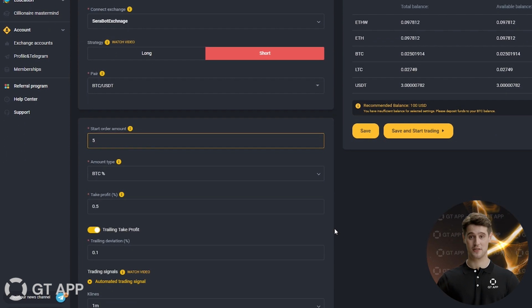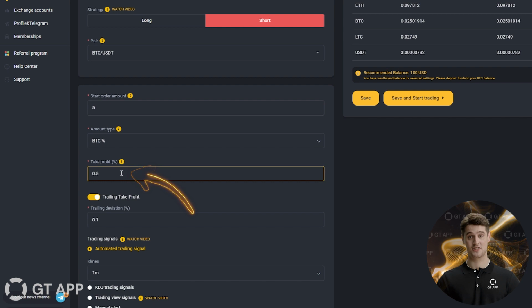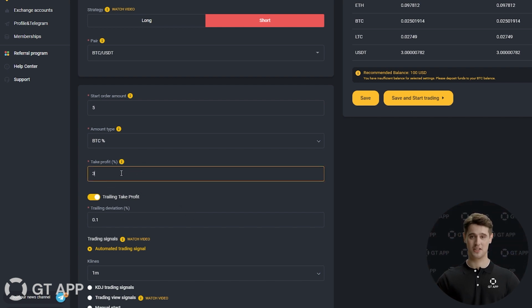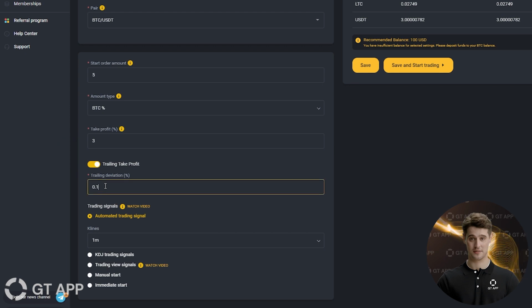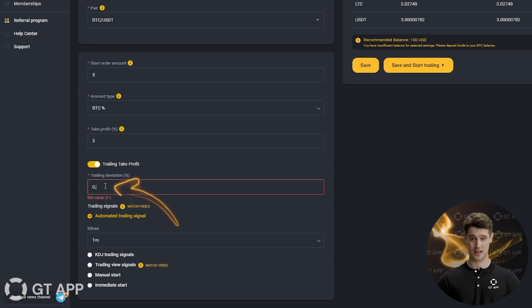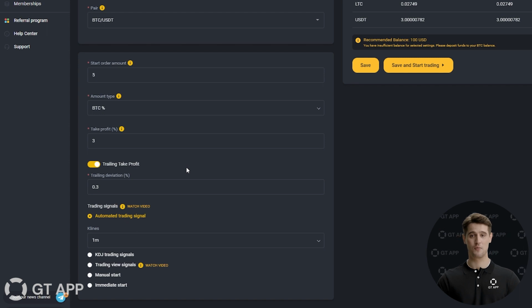In the Take Profit field, specify the percentage at which your trade will automatically close with a profit. It can range from 0.2% to 200%. Below, there is a trailing take profit switch. If it's enabled, the trade will not close immediately when the take profit is reached, but will continue to follow the price and close with a higher profit. However, be prepared that sometimes this function may have the opposite effect and close the trade with a lower profit.